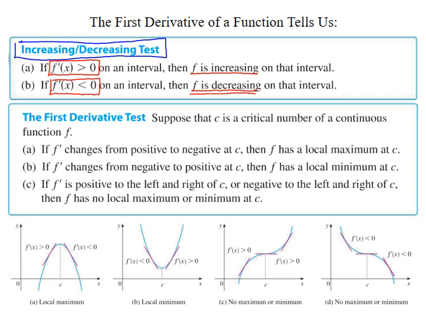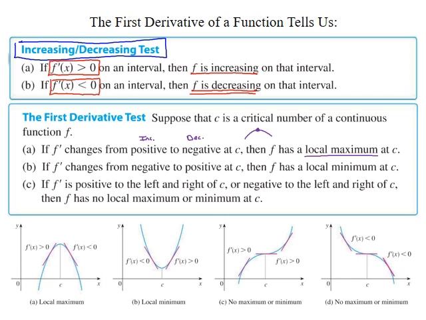Not only can we use this for increasing and decreasing, but that then develops what we call the first derivative test. What the first derivative test says is that suppose you have a critical number, as we did in the previous video. If the derivative changes from positive to negative, which means, based on the definition above, that it changes from increasing to decreasing, then we can say that you have a local maximum. That kind of makes sense because if you think about it, if you're going up and then back down, that point at the top is considered a local max.